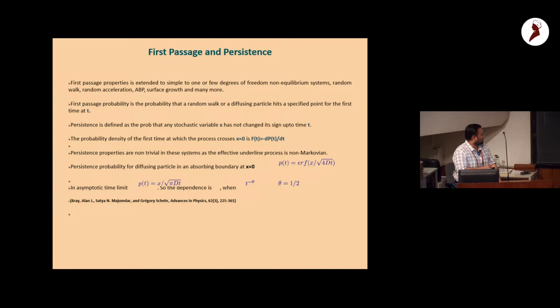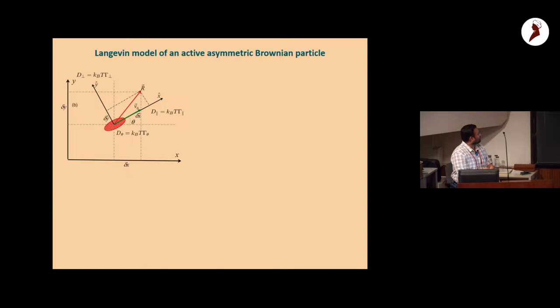This is the persistence probability expression, exact one, and in the asymptotic time limit they found that this theta, that means it is algebraically decaying, and this theta is half, which is the persistence exponent. So now I will go to my system, where the particle has a shape asymmetry.